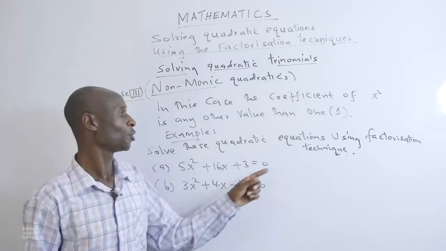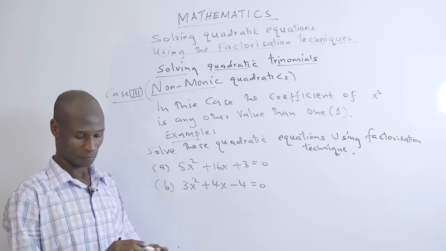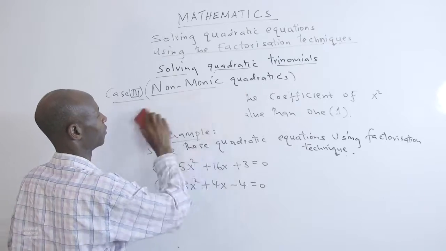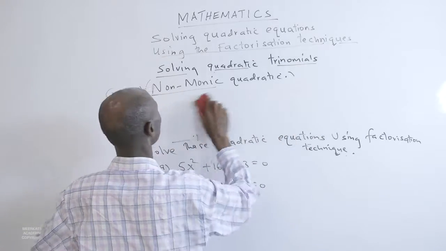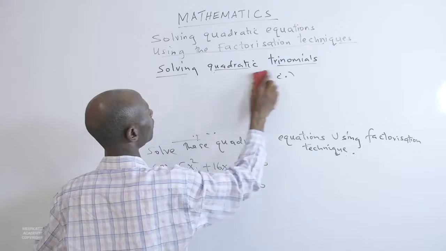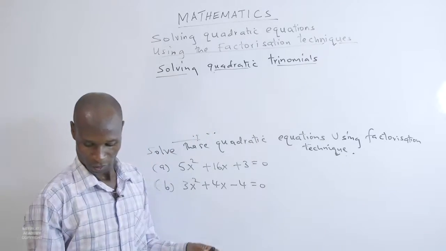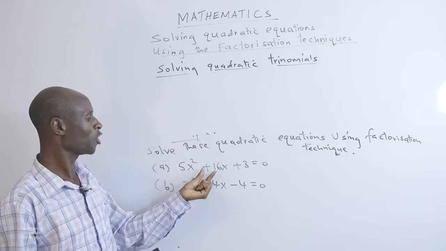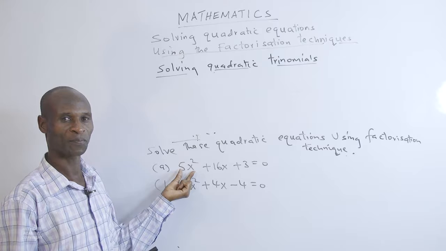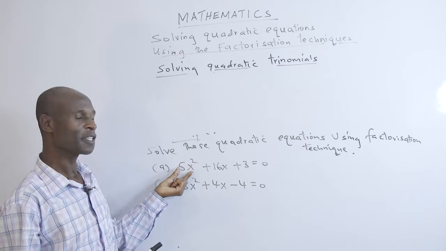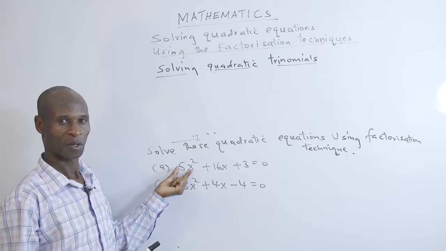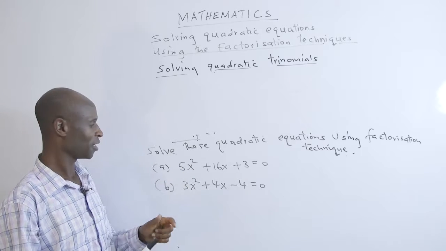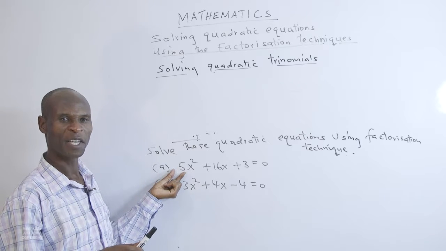So we want to use factorization technique. So how do we do it? So try out part A. Looking at this particular question, part A is a trinomial because it has 3 terms. It is a non-monic quadratic because the coefficient of x squared is 5. That means it's not 1.